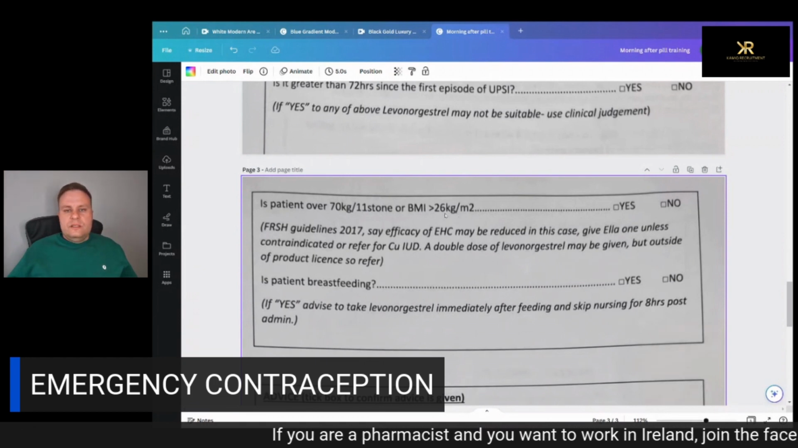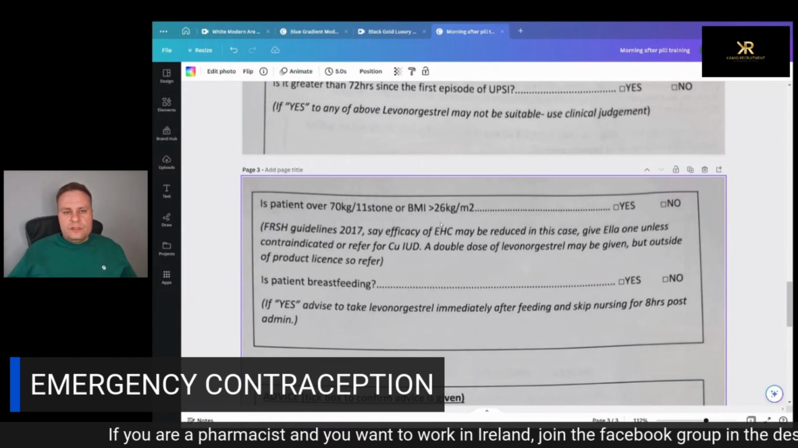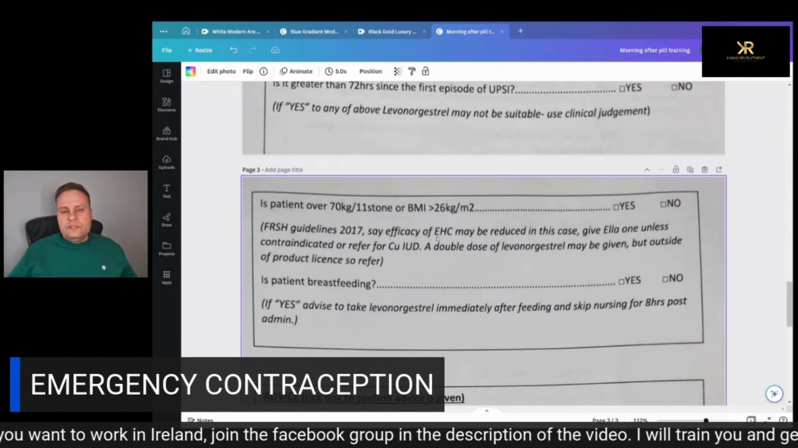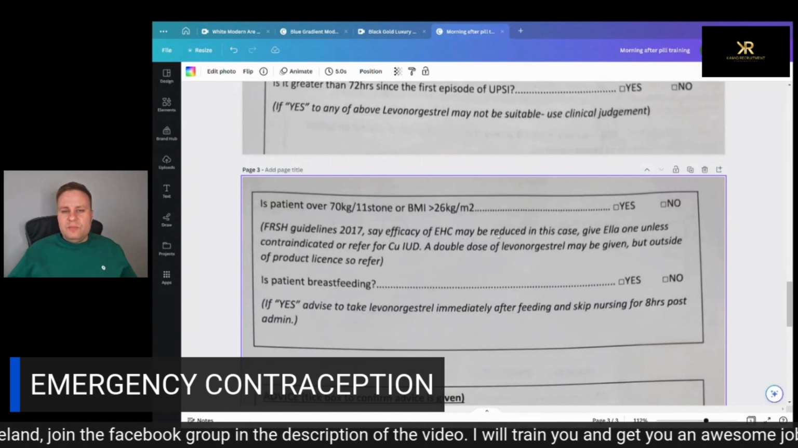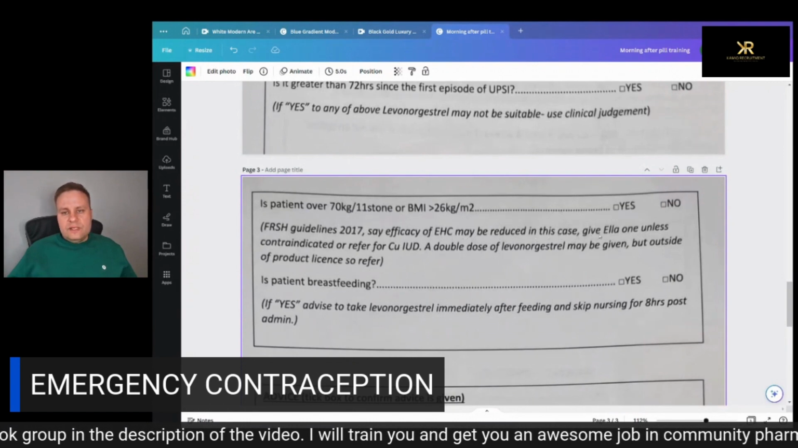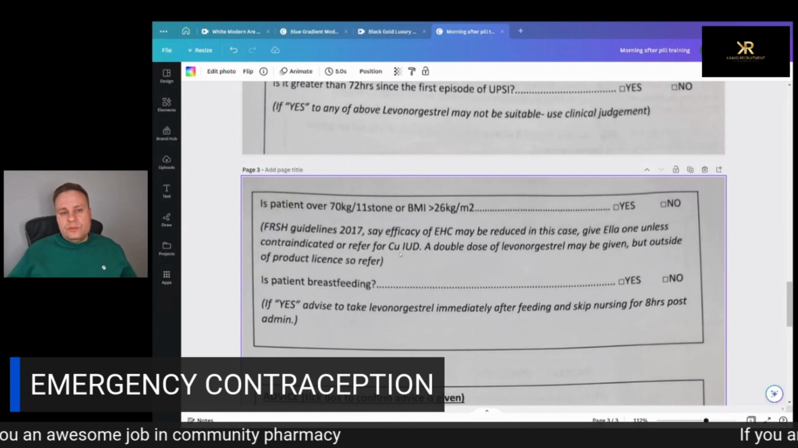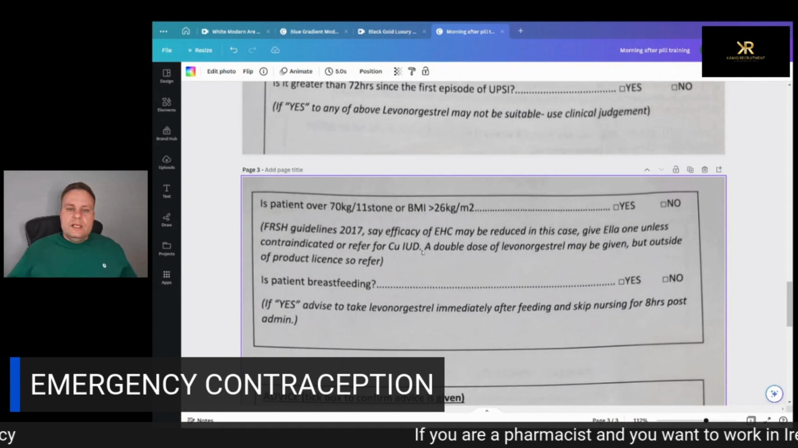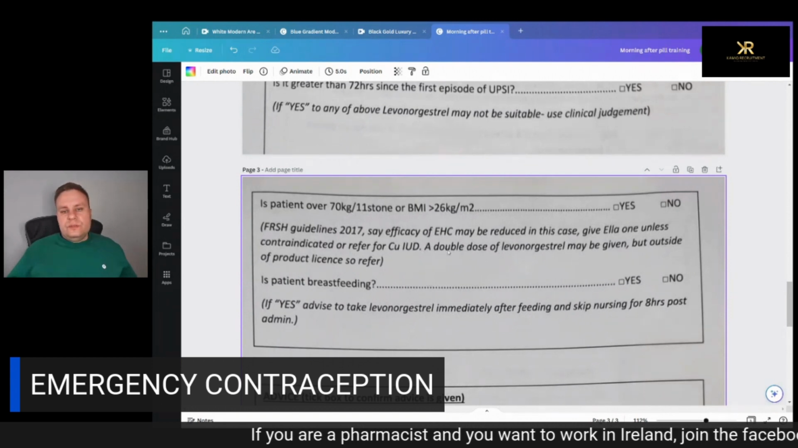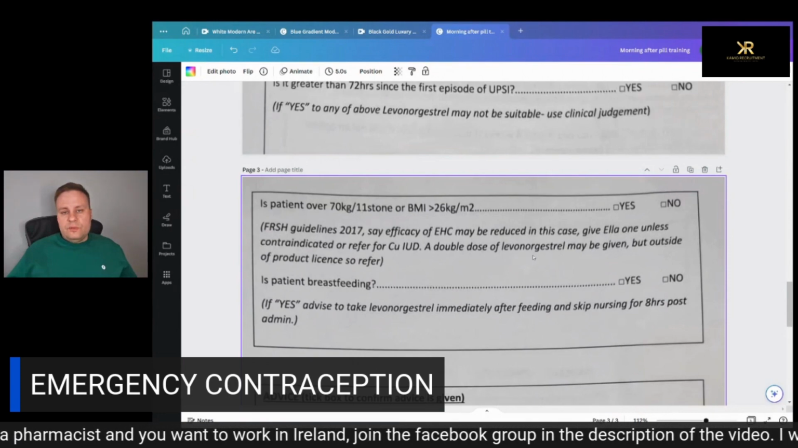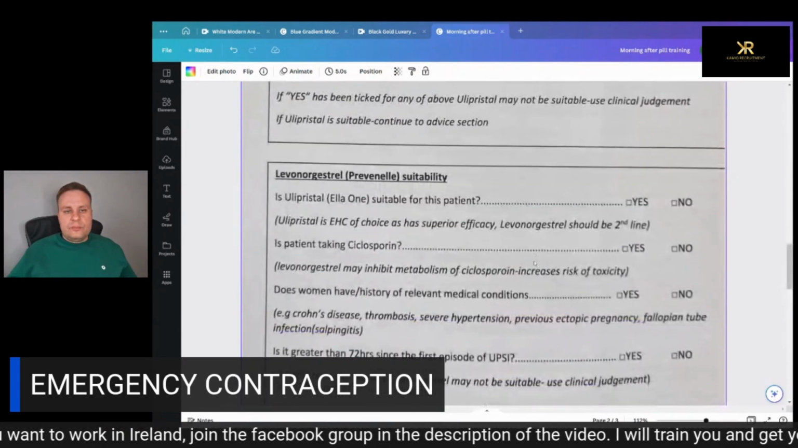In case the body mass index is over this amount, the guidelines say that the efficacy of the emergency hormonal contraception may be reduced. So give Ella-1 unless contraindicated. So you go back, or refer to the intrauterine device, the coil, or you have to consider a double dose of the levonorgestrel, the brand name Prevanel.